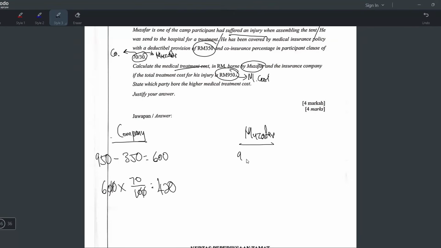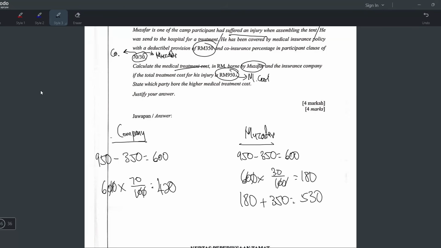Now for Muzaffar, same step. The first step is also same. Buat macam ni, tapi kena darab dengan small percent, 30 over 100. Potong, dapat 180. But there's one more step, which is plus with deductible. What you get here, 180 plus 350. Let me press. Okay, 530.